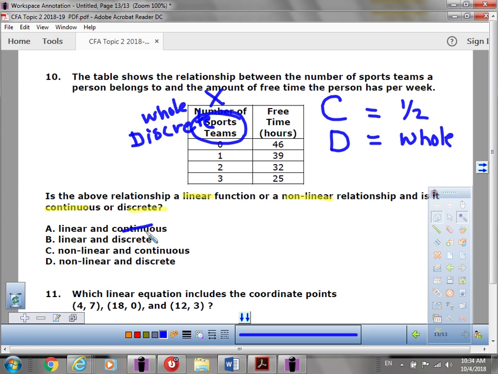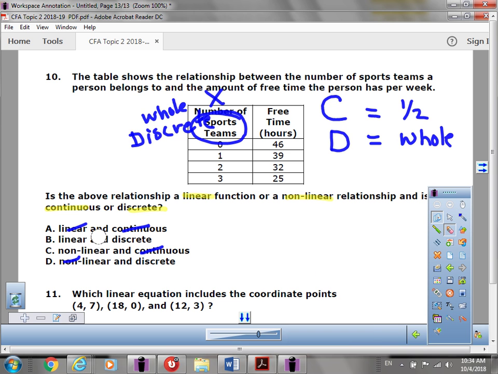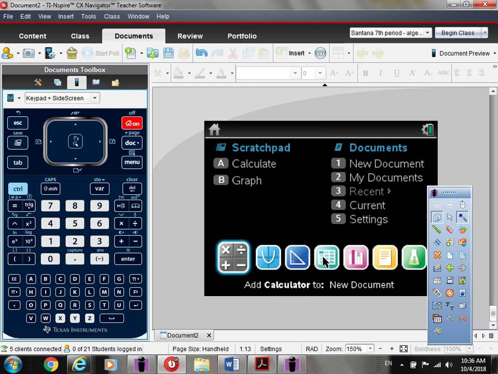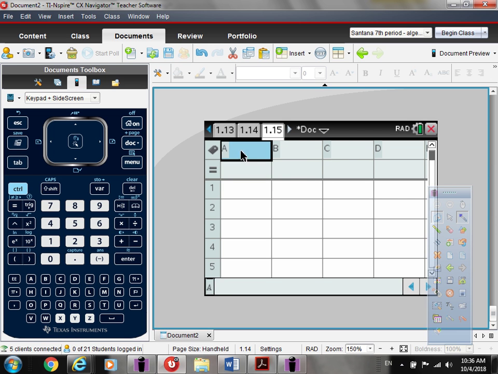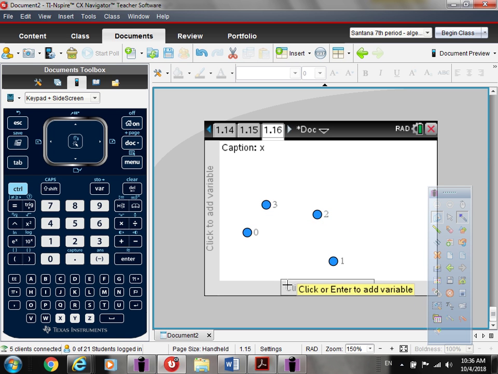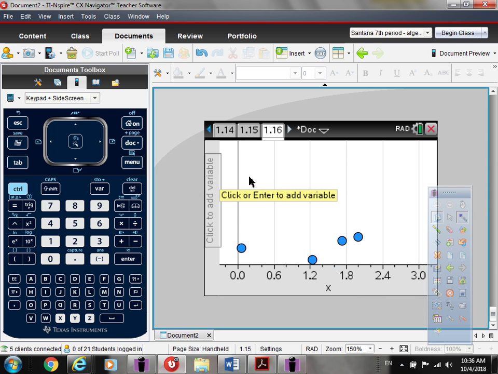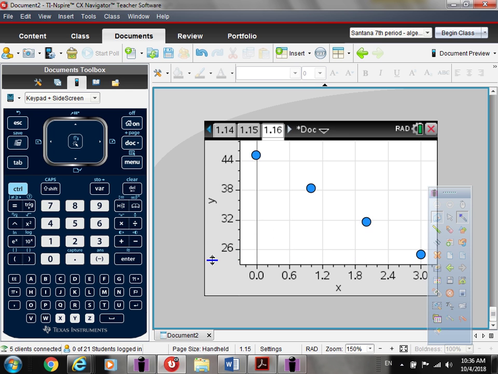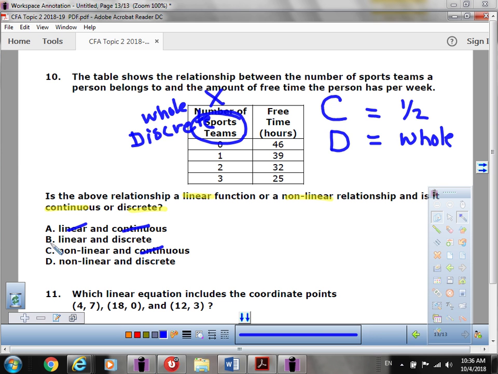So look, out, out. You're down to what? B and D, right here. So now all you had to do was graph it. I showed you how to use that spreadsheet app. You put your X, you type in your Y. I already did it, so it's in there. And then set up your graph. There it is, it's a line, it's linear. So the answer was B.